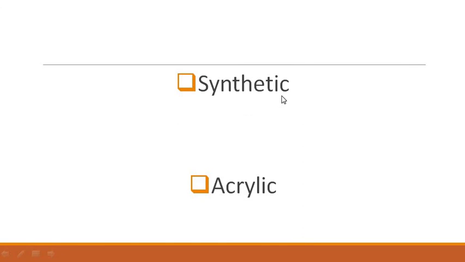SYNTHETIC, synthetic. Repeat a second time. SYNTHETIC, synthetic. Okay, it's a kind of cloth, it's a type of cloth. I'll show you in two examples maybe, or further in the other chapter. Now repeat this.